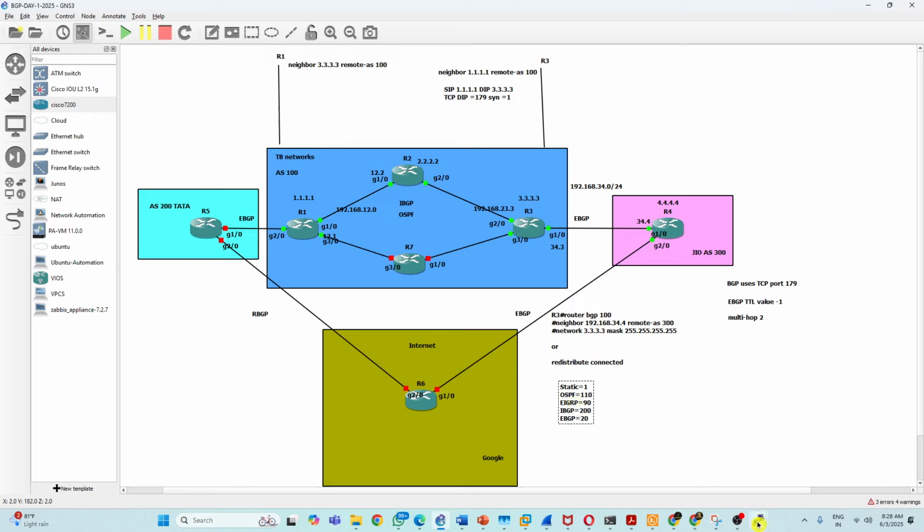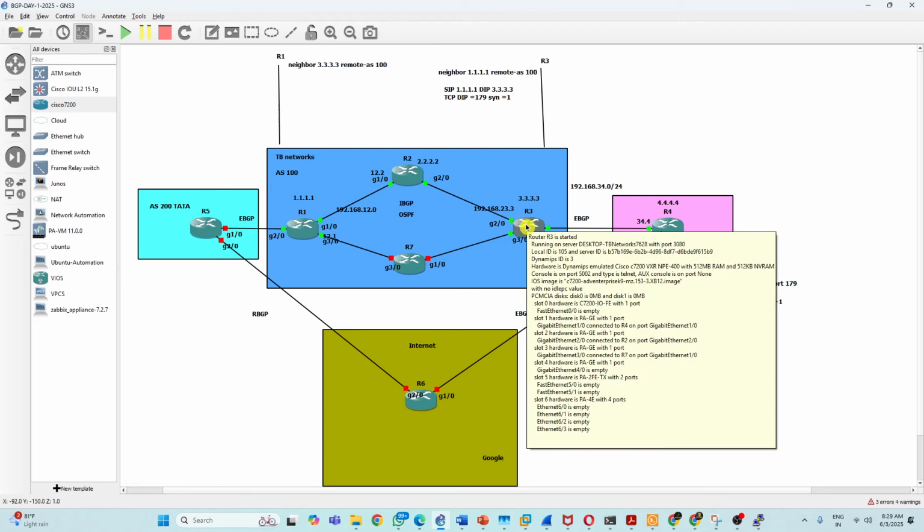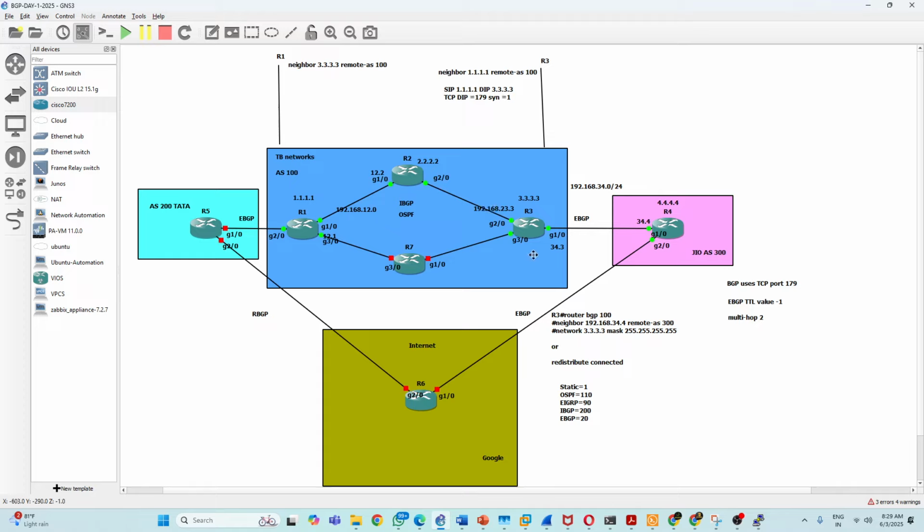So this is the class for today. What did we learn today? EBGP and IBGP configurations and advertisements. Tomorrow we will continue to configure. If you have free time, configure EBGP between all routers and IBGP between R1 and R3 only, whatever I have taught today. Extra, if you have time, between R4 and R6, and R6 and R5, please configure EBGP and practice it.